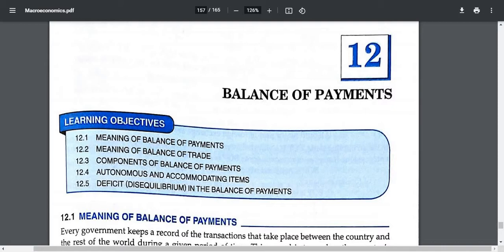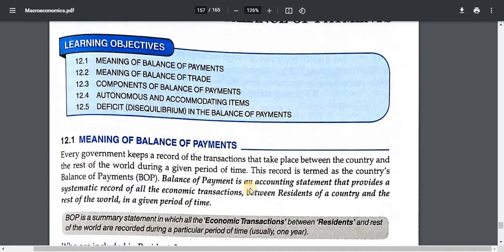12.1 Meaning of balance of payments. 12.2 Meaning of balance of trade. 12.3 Components of balance of payments. 12.4 Autonomous and accommodating items. 12.5 Deficit (disequilibrium) in the balance of payments.